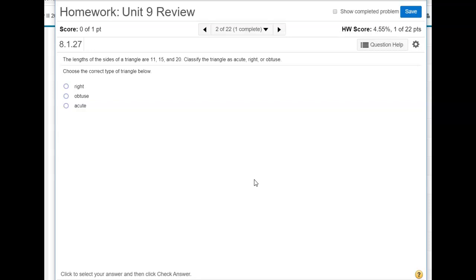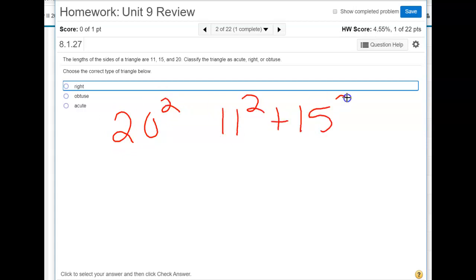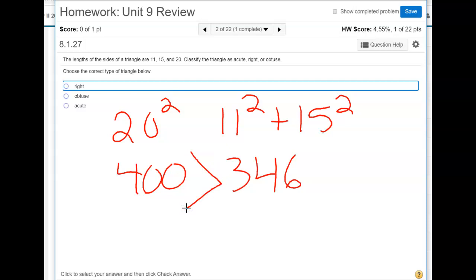If you remember, this is when we're using Pythagorean's theorem to figure out the type. I always put my c squared out in front first, so in this particular case, that would be the 20. We've got 20 squared, and we're comparing that to 11 squared plus 15 squared. So doing the math, I end up with 400 compared to 346. 400 is greater than, so we talked about the only way that can happen is for that angle to get larger, which means in turn this triangle would be obtuse.